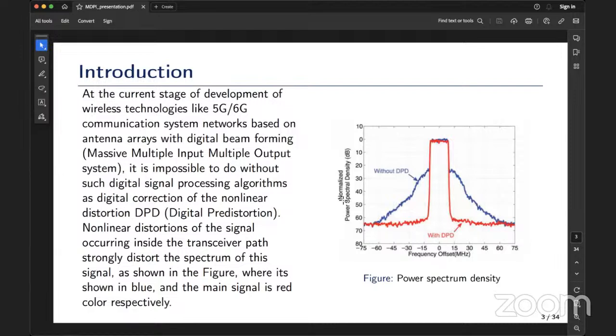And it's impossible to model such a black box system without digital signal processing algorithms, such as digital correction of the nonlinear distortion, so-called DPD, digital predistortion. This nonlinear distortion, shown on this slide in blue, occurs inside the transceiver and quite strongly distorts the spectrum of the signal. The main signal is the red color with DPD correction, and without DPD it is shown in blue.